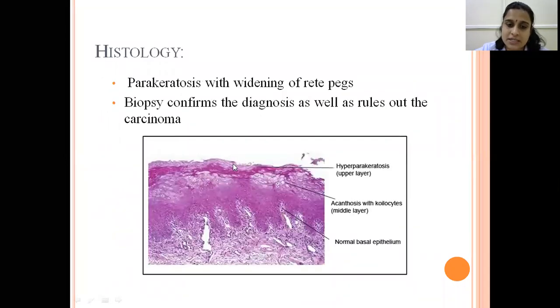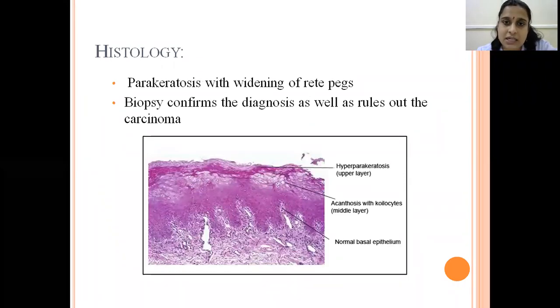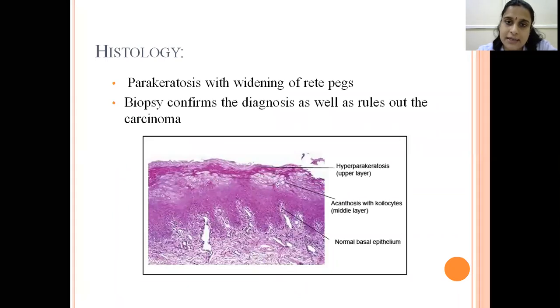Now, what is the histological finding? That is parakeratosis with widening of rete pegs. Now, what is this parakeratosis? It is the increased accumulation of the keratin layer of the stratified squamous epithelium lining the oral mucosa. When there is increased keratin formation, how is it seen? By increased nuclear coilocytes.